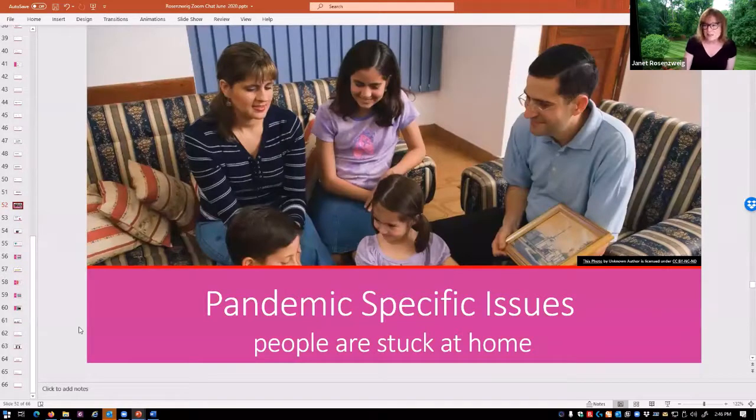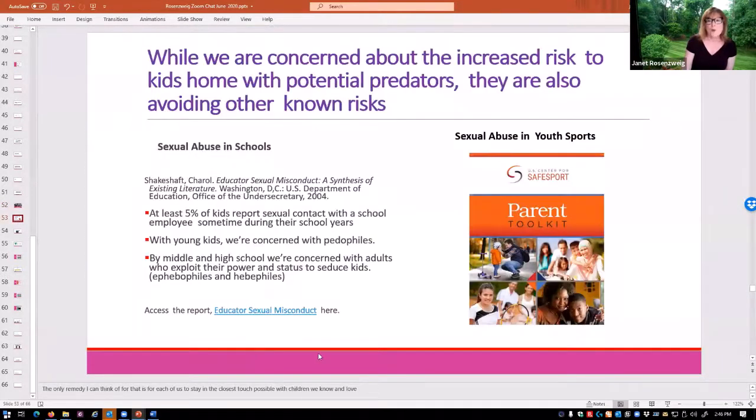But let's get specific with some of these basic concepts and talk about what all this means during a pandemic when people are stuck at home. We know that we're concerned about the increased risk to kids that we hear about, the increased number of calls to helplines, kids who are stuck at home with potential predators. But while we're taking this time to talk about prevention and sexual health and safety, we've also got some opportunities here. They're avoiding other known risks.